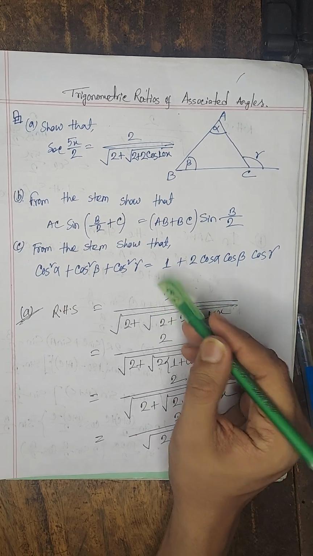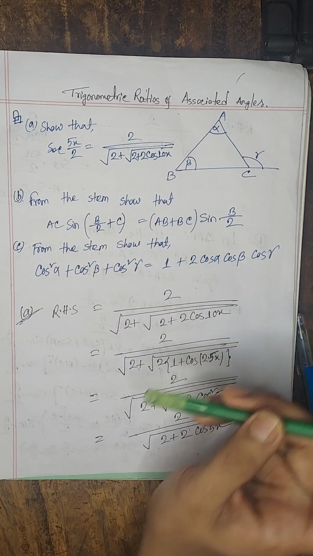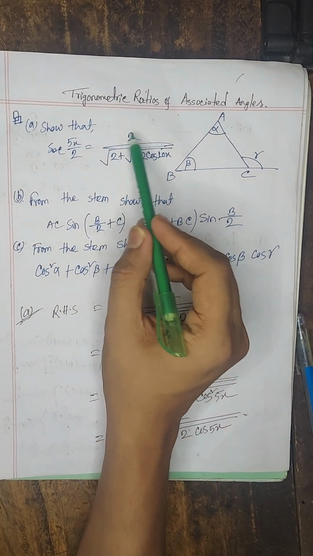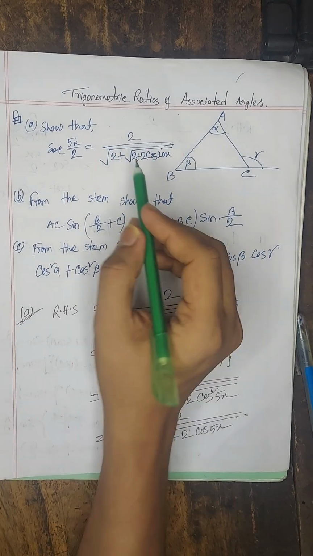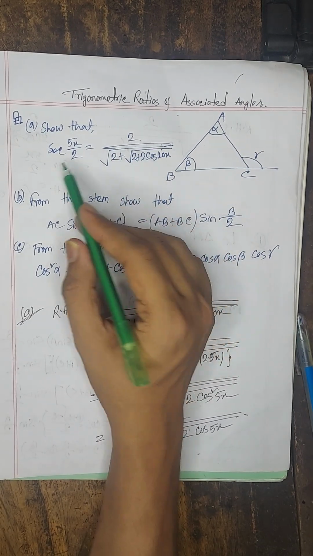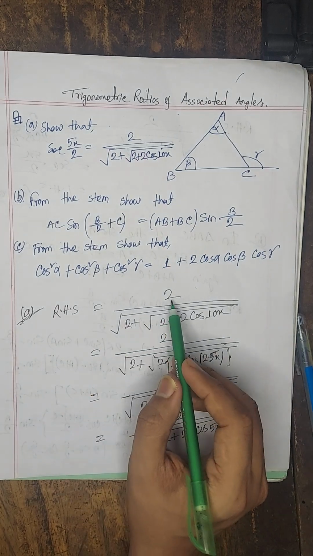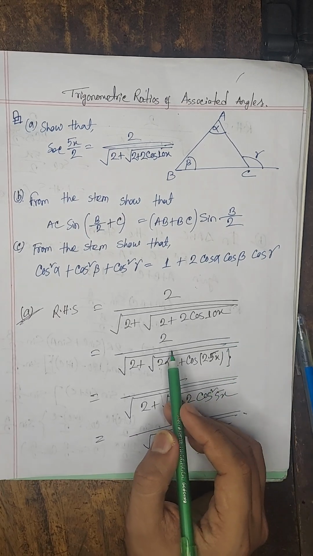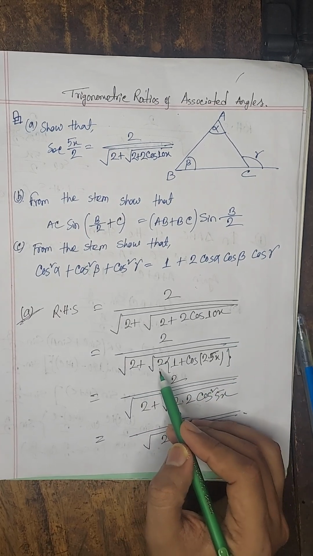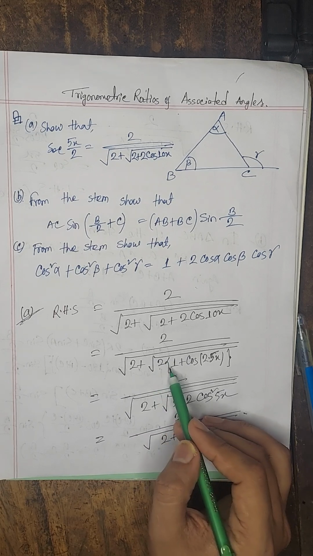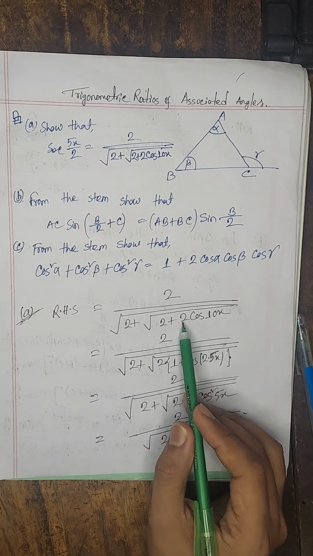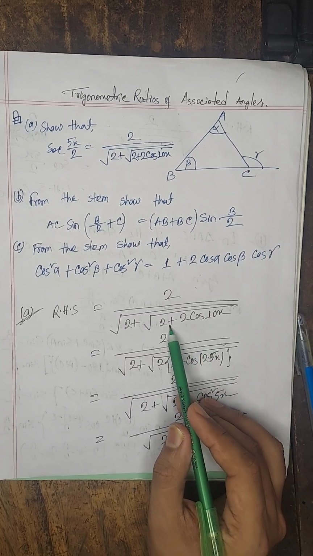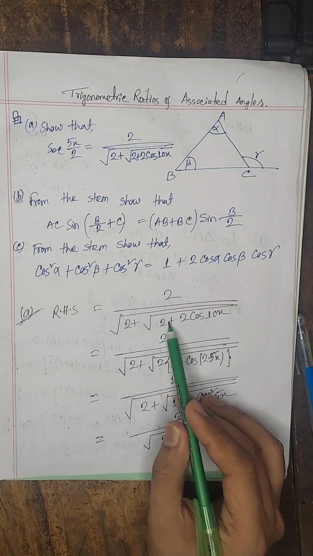So now this is our first problem. Let's start to solve this. From the first problem, here is the right-hand side. We will prove this expression from right-hand side to left-hand side. So the right-hand side is 2 by root over 2 plus 2 cos 10x. Now we can write this as 2 by root over 2 plus root over 2. We take common 2 from the expression on two sides of this plus sign.